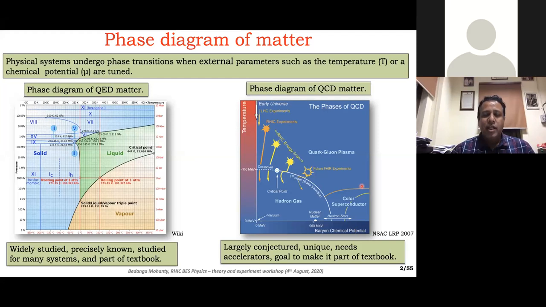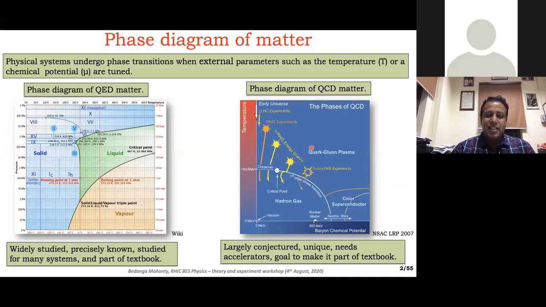It's unique in the sense that other strong interaction systems can be part of this phase diagram. We need accelerators, as you will see, in order to access these phase diagrams. And the goal is to see if we can make it also part of the textbook.